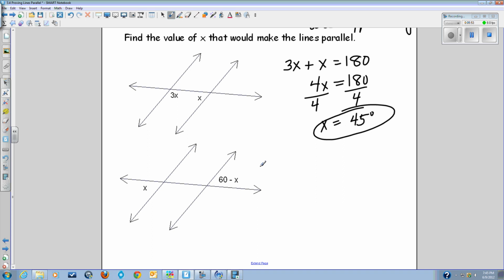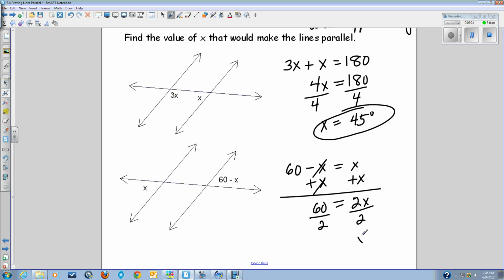Next, in this diagram, what would the value of x have to be for these lines to be parallel? Well, these are alternate exterior angles, and we know that in order for lines to be parallel, alternate exterior angles must be congruent. So in other words, 60 minus x would have to be equal to x. So to solve this, we'll have to get all of the x's on the same side, so we'll add x to each side, and we end up with 60 equal to 2x. Dividing each side by 2, we end up with x equal to 30 degrees.